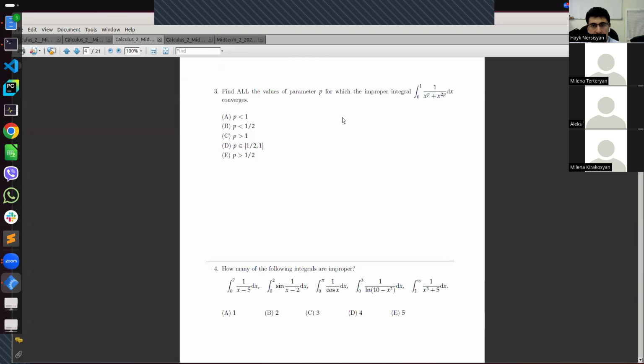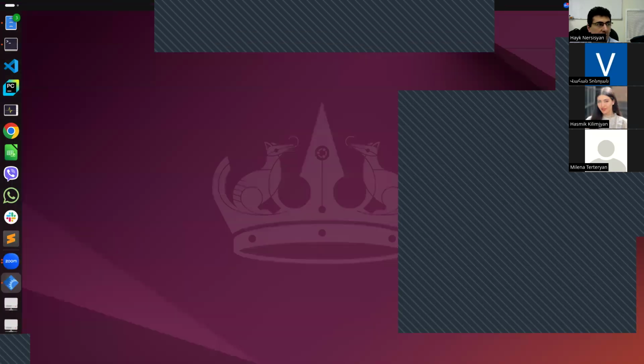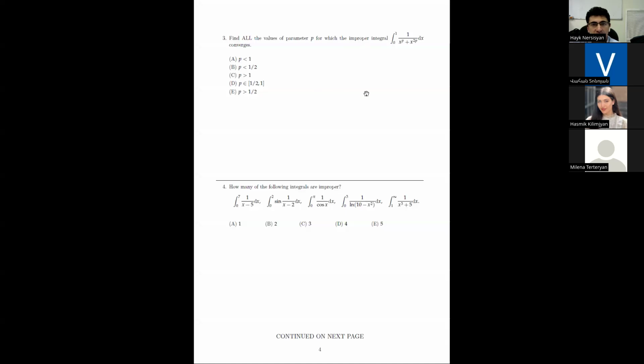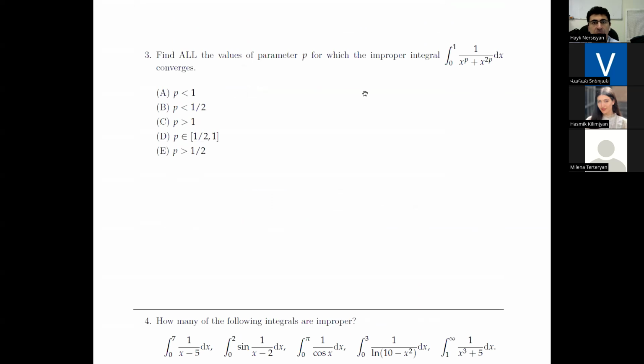We have to find all parameters p for which the given integral is convergent.